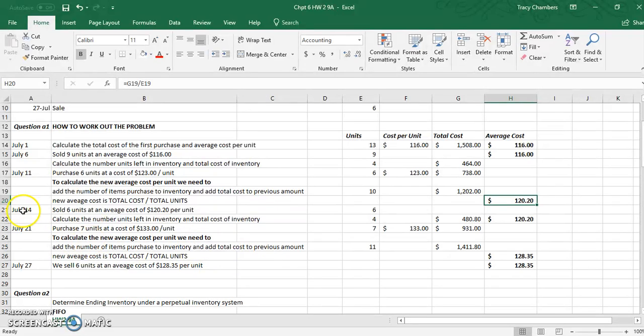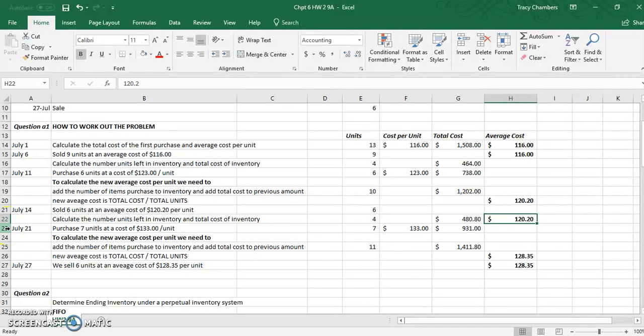On July 14th, we sold 6 units at an average cost of $120 per unit. So we have 6 units that we sold at an average cost of $120. So we have to calculate the number of units left in inventory. So we had 10 units, we sold 6, we have 4 left. And 4 at an average cost of $120.20 gives us a total cost of $480.80. And our average cost is still $120.20.